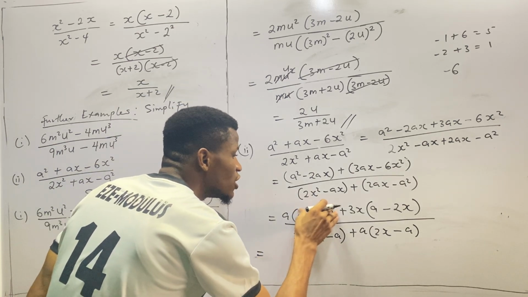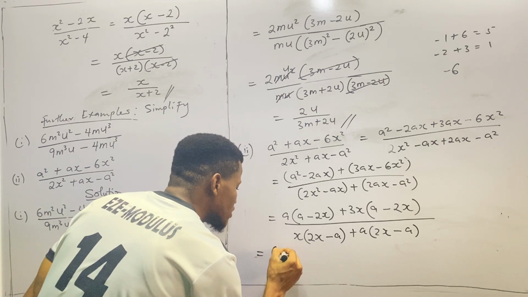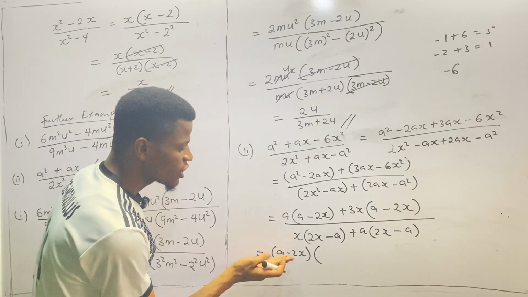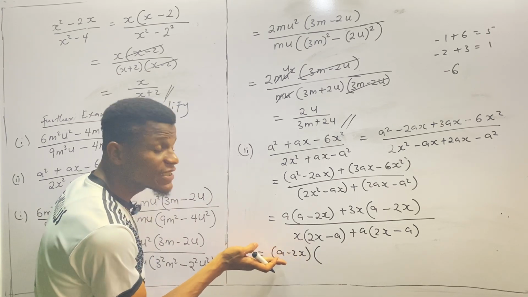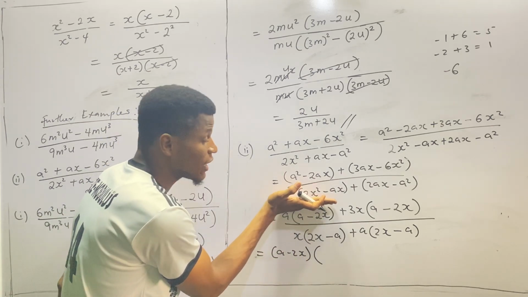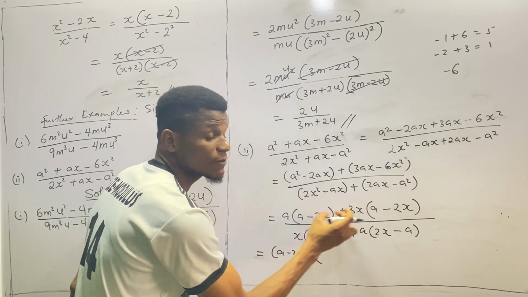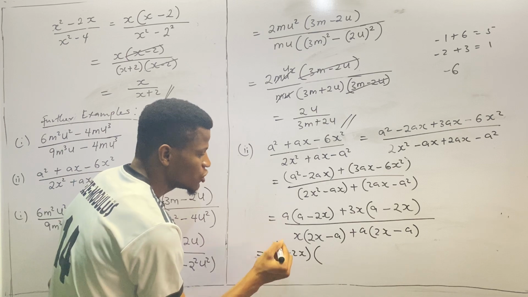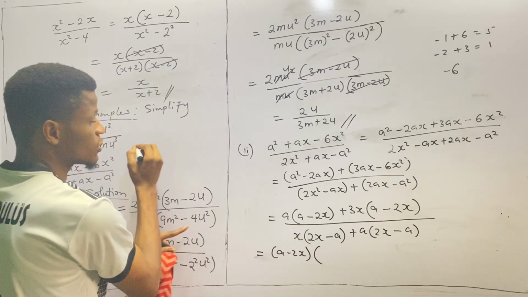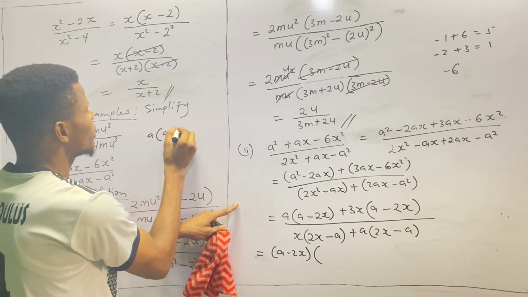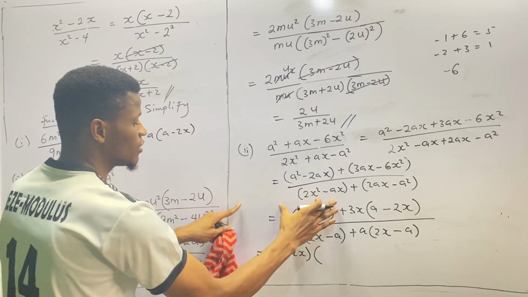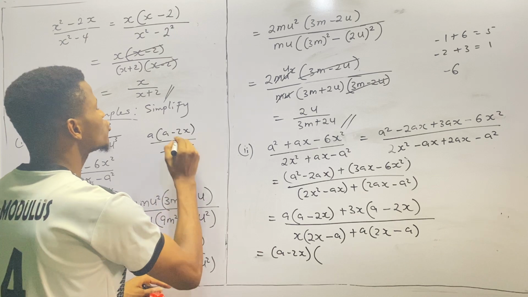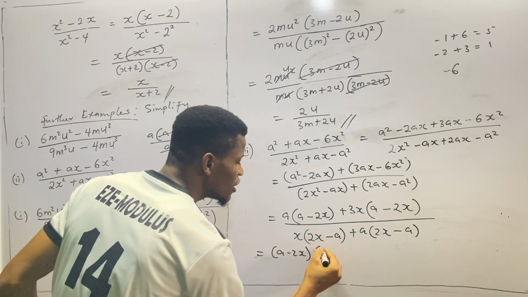So the common term here is a minus 2x. We factorize it: a minus 2x. Open a bracket. Remember, whatever you are factorizing outside, we divide each of the terms. Remember, these are terms separated by a positive sign. So a minus 2x divides the entire term, a into a minus 2x, divided by a minus 2x. Of course, a minus 2x cancels itself. We are left with a.